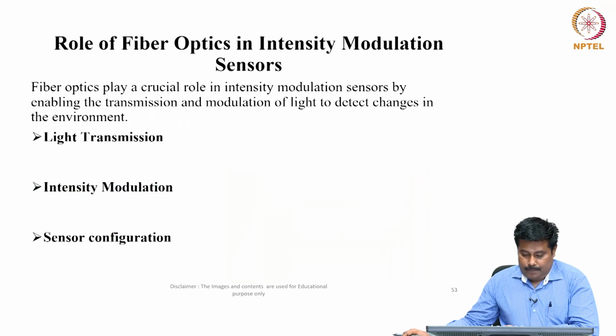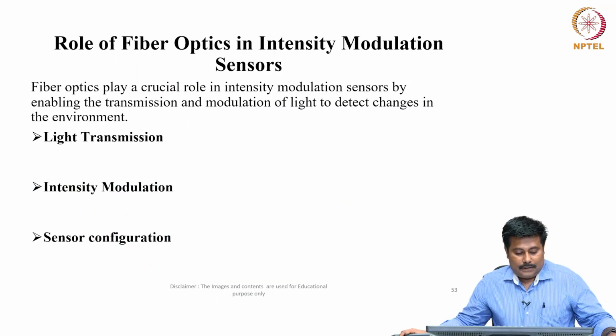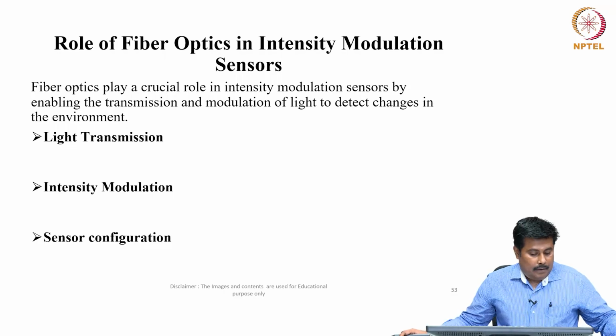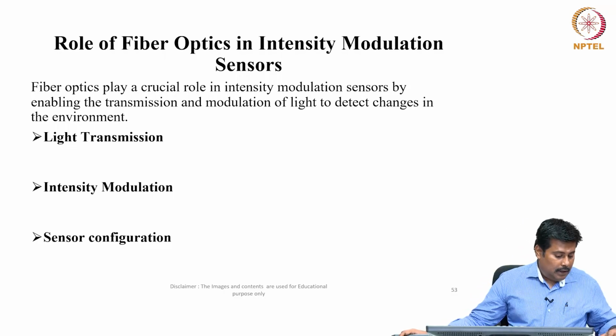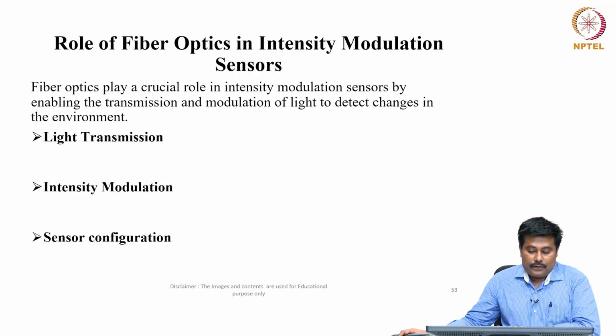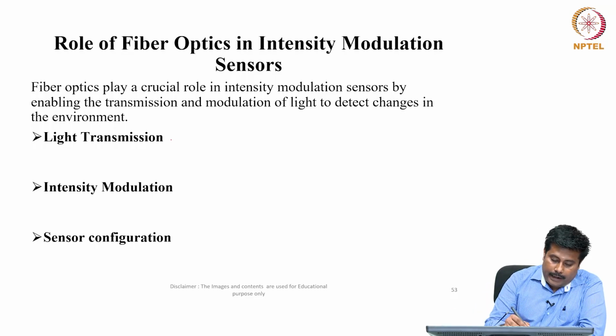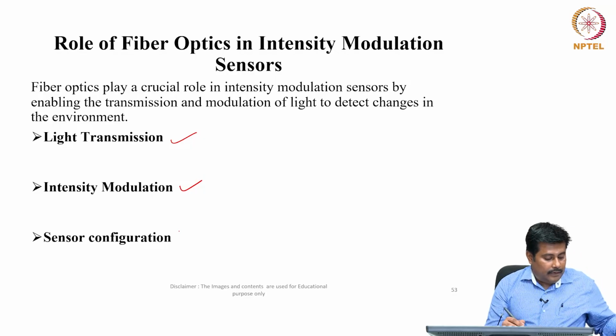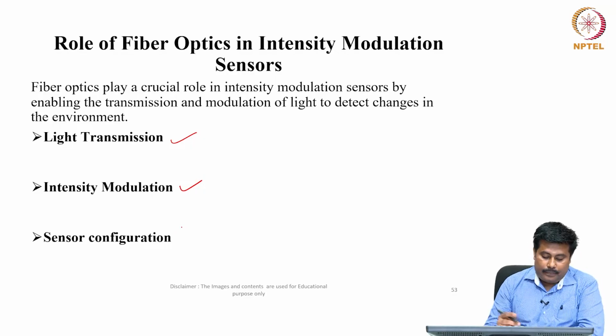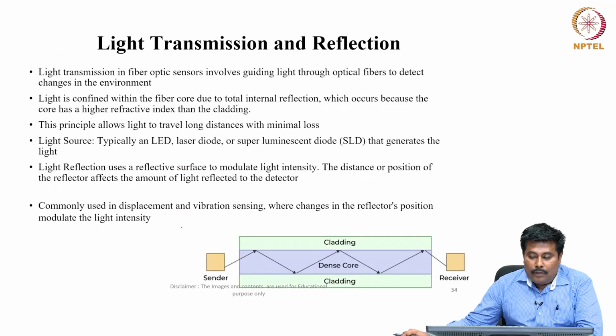Now, the role of fiber optics in intensity modulation is crucial. It plays a crucial role in an intensity modulation sensor by enabling the transmission and modulation of the light to detect the change in environment. In that aspect, we have light transmission, intensity transmission and a sensor configuration. Now, let us discuss the light transmission and reflection.